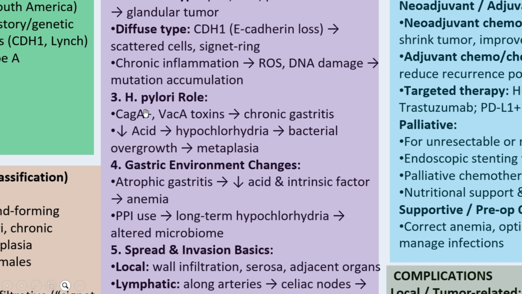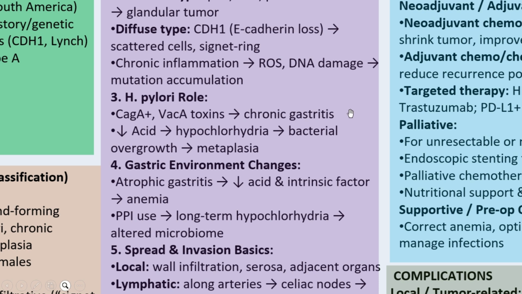So the CagA is going to cause uncontrolled proliferation of the cells in the lining of the stomach, while the VacA is going to cause a toxin, the VacA toxin, and this one is going to cause a chronic gastritis. And when we have this, we're going to have destruction of cells.